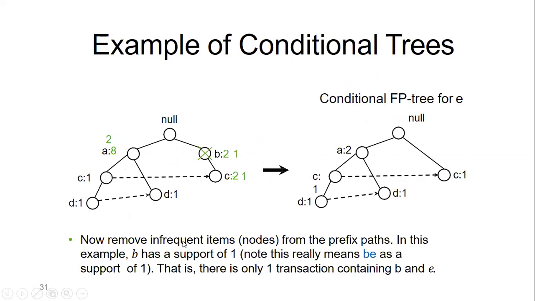So we can now remove the infrequent item nodes from the prefix path. In this example, B has support 1. So that means the path BE will be having support of 1. That's the reason B is not considered.